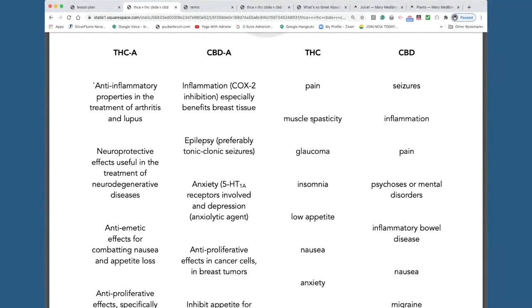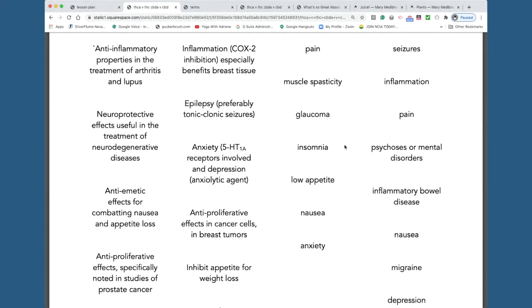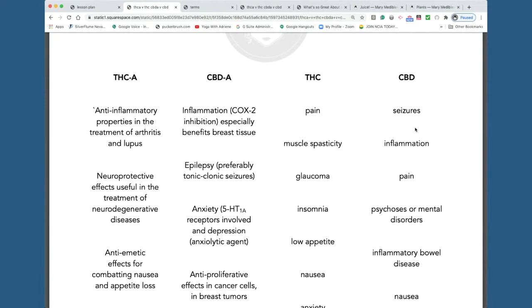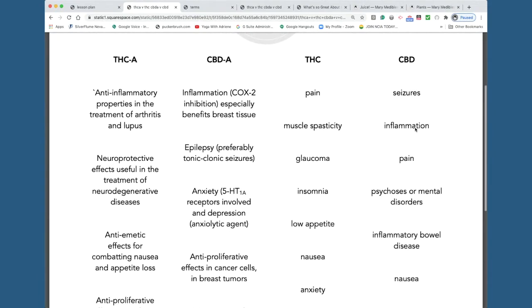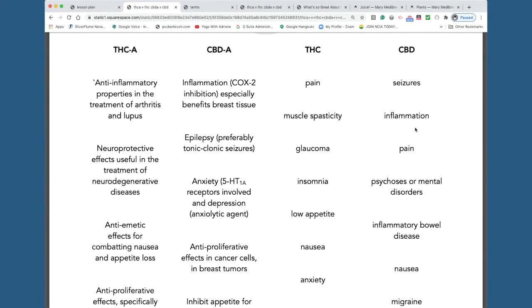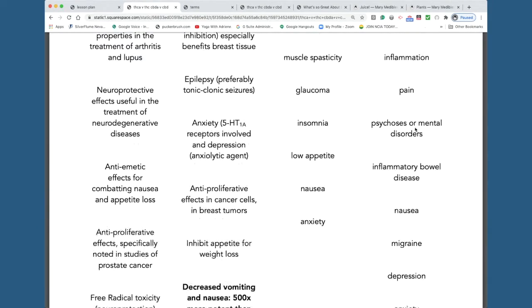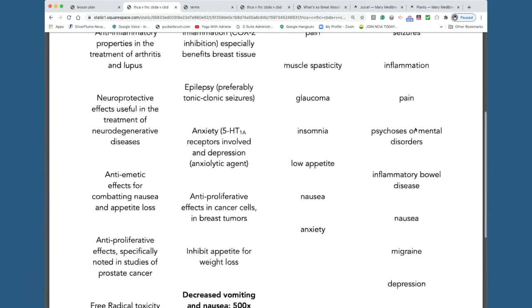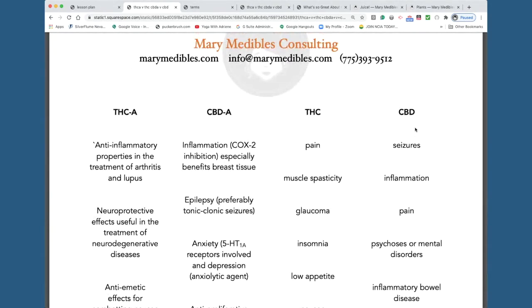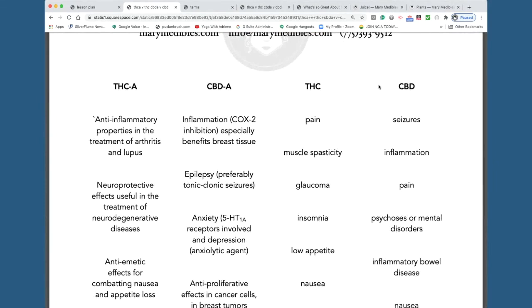THC handles muscle spasticity, glaucoma, insomnia, low appetite, nausea, and anxiety, and CBD handles seizures, inflammation, pain, psychoses or mental disorders, inflammatory bowel disease, nausea, migraines, depression, and anxiety. These are why you might want to look to some of these four compounds. Now, does anybody have any questions?